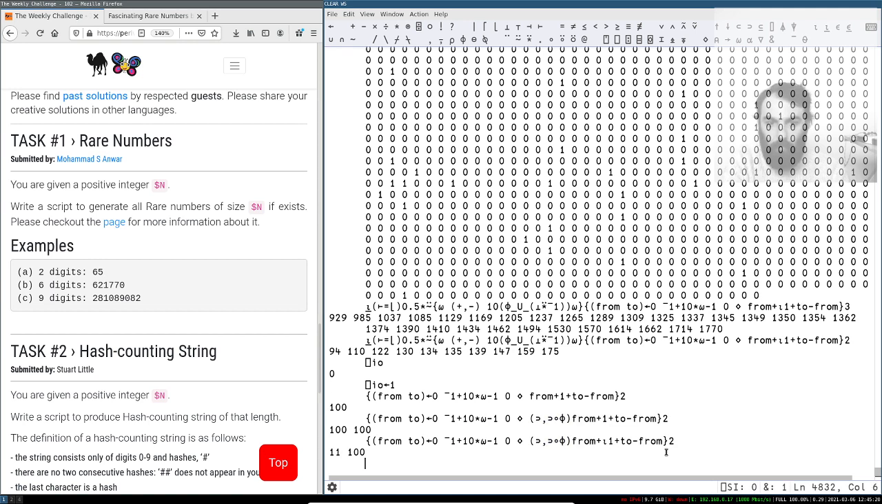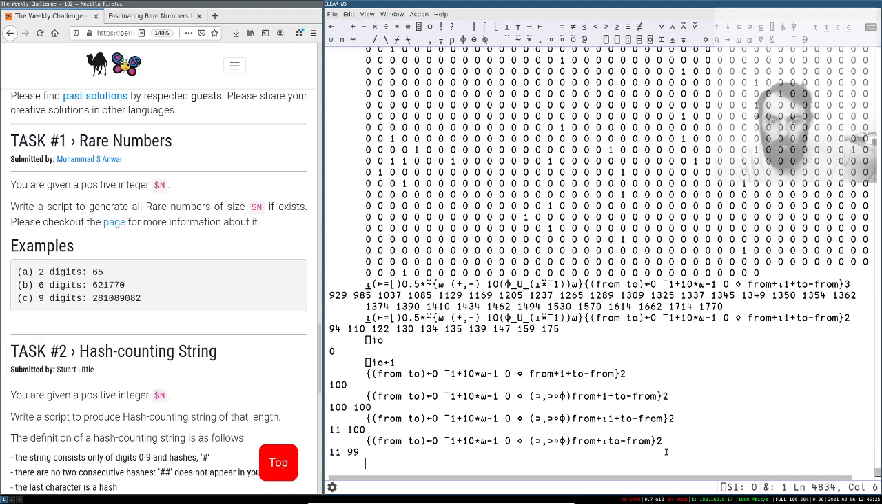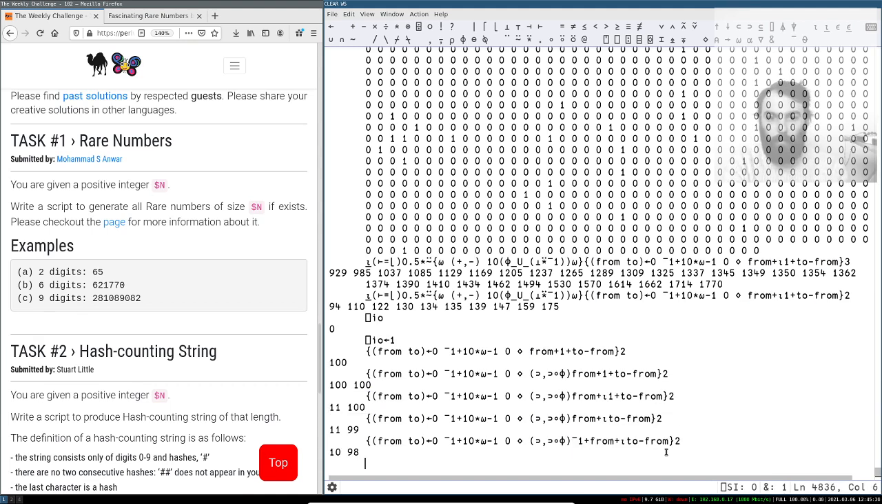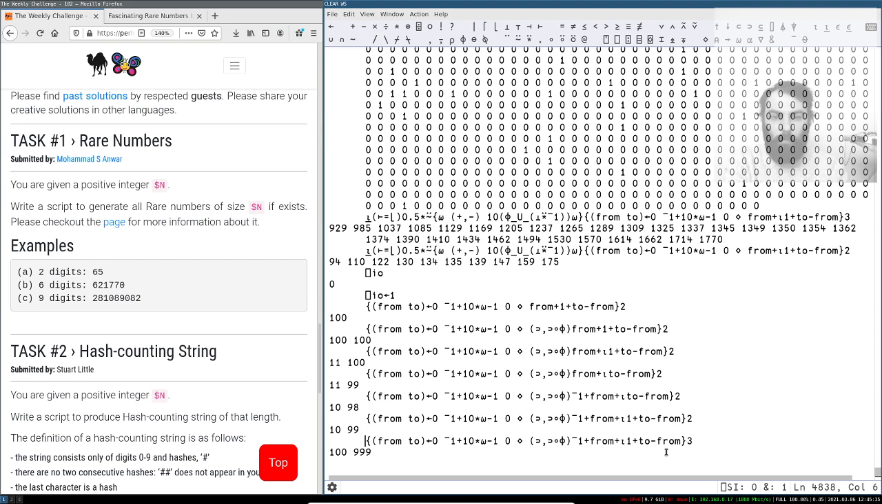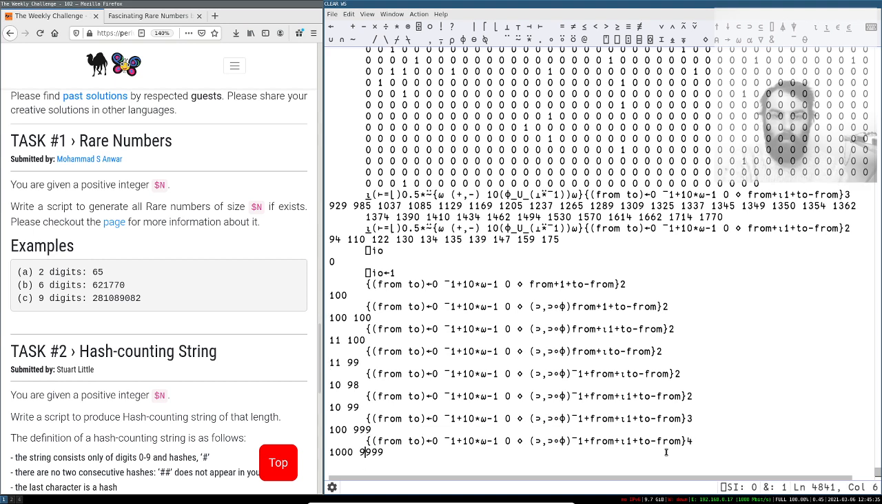From plus 0 to 11, to 100, and 11 to 99, neg 1 plus that, and 0 to 1 plus. So that goes 10 to 99, and 3, 100 to 999, and 4,000 to 9999. Right, we're back. So that's it.